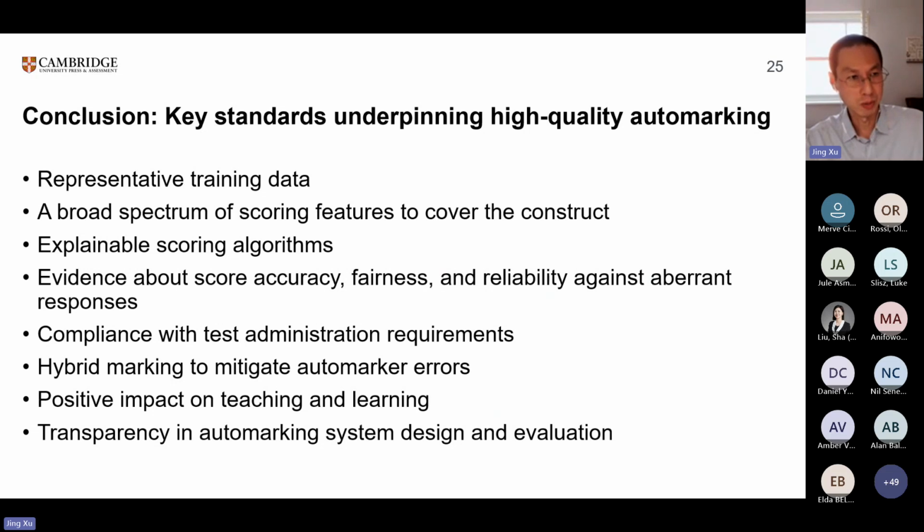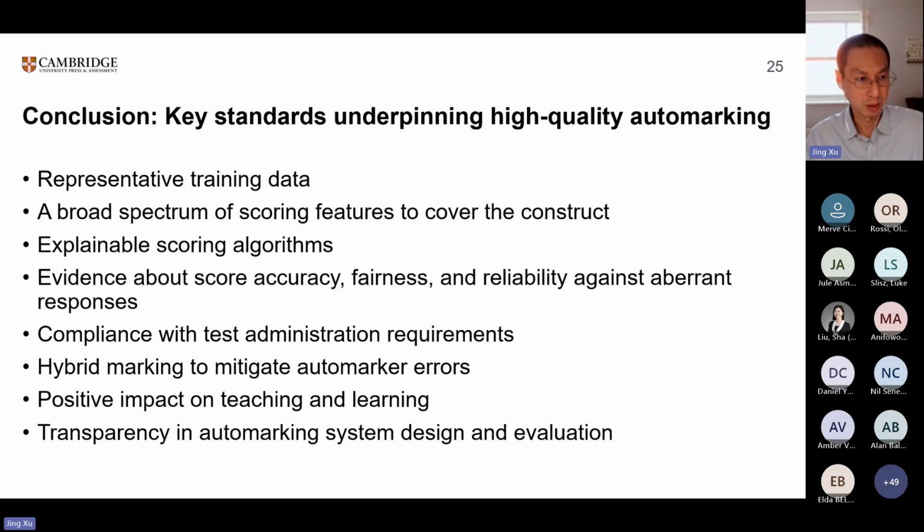All right, I think I'm running out of time, so I'm going to quickly summarize what I talked about. Training data should be representative. It should have a broad spectrum of scoring features to cover the construct. The scoring algorithms should be explainable, but a large language model is not. There should be evidence about score accuracy, fairness, and reliability against aberrant response behaviors, and also compliance with test administration requirements. The audio quality is important. And we need to apply hybrid marking to mitigate automarker errors. We don't recommend purely using automarking in a high-stakes assessment context.